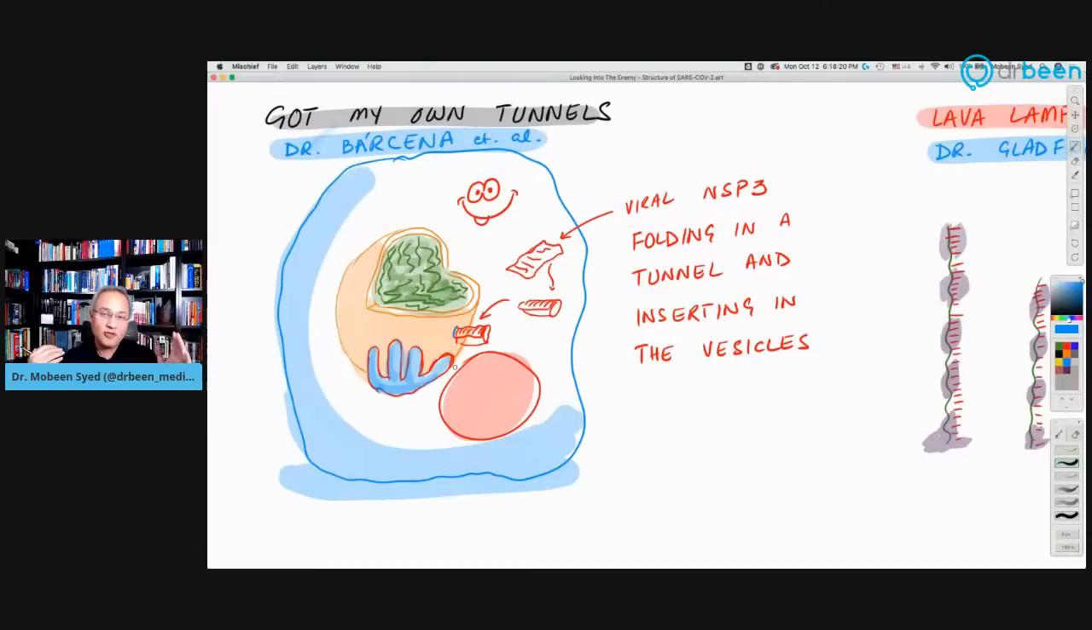What a wonderful thing that this virus is doing. Virus RNA is trapped inside the vesicles where it is being formed. Now that RNA needs to come out. To bring it out, it has a protein called NSP3, and that NSP3 protein folds into a tube. That tube is inserted in the vesicle. That creates a tunnel or a pore or a hole in the vesicle through which the RNA comes out.